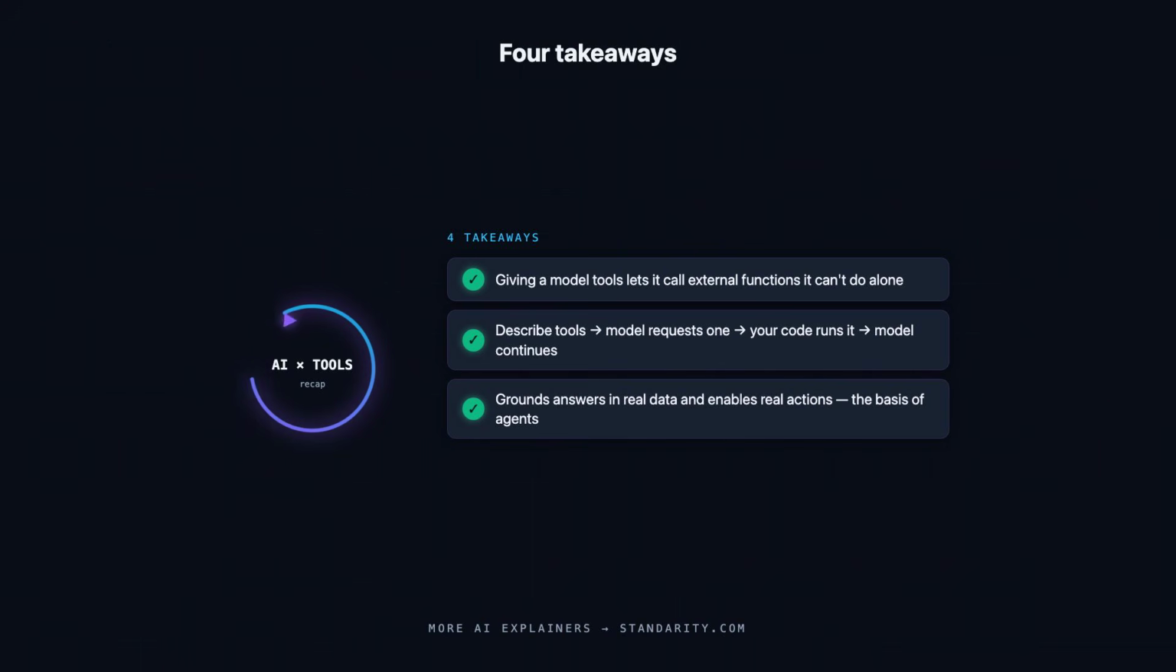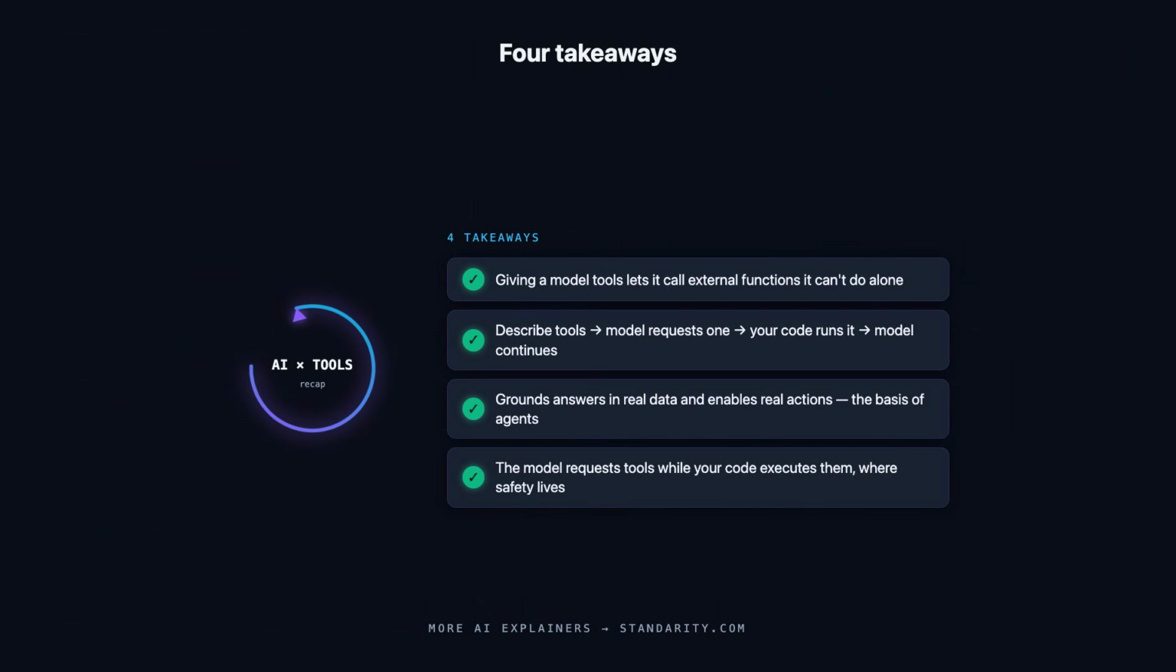It matters because tools ground answers in real data, cutting down hallucination, offload what models are bad at like exact math and precise retrieval, and let them take real actions, which is exactly what makes an agent possible. And remember, the model only requests tools while your code executes them, which is where your safety controls sit.